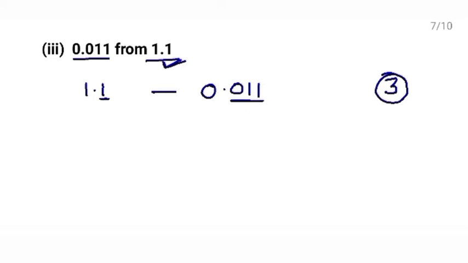How will you make it? You will put 2 zeros here. Now after decimal, this number has 3 digits and this number also have 3 digits. It means both the numbers are like decimal. Now simply arrange them and subtract. Second number is decimal. Before decimal 0, after decimal 0, 1, 1.